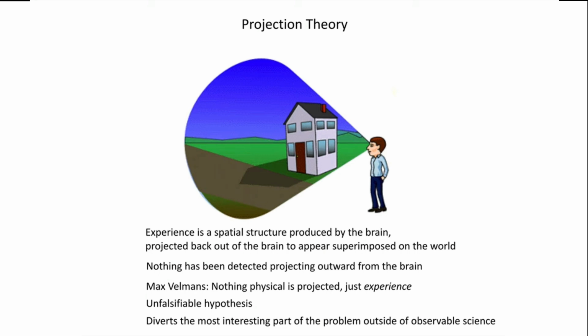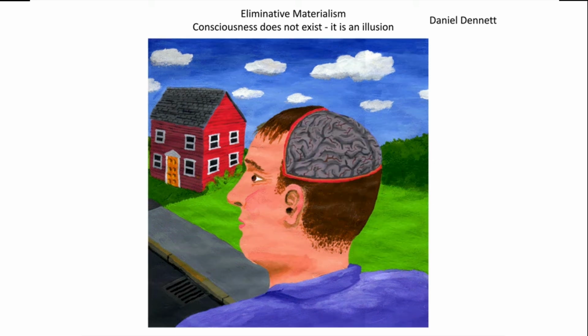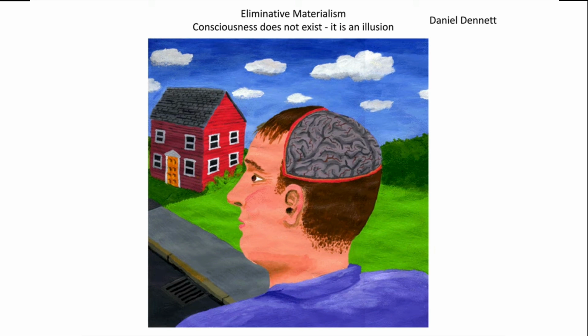Then there is the philosophy of eliminative materialism, championed by Daniel Dennett, that consciousness does not exist as we experience it to be, but rather that consciousness is an illusion, that when we think we are seeing a three-dimensional colored spatial world, what is actually happening in our brain is just a mass of electrical activity which corresponds to our experience without the necessity for any kind of actual pictures in our brain.